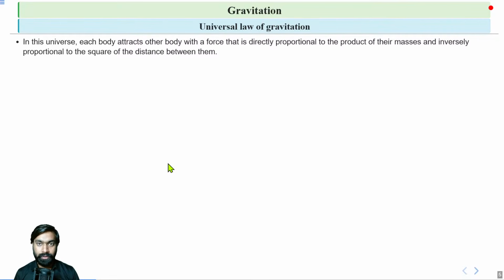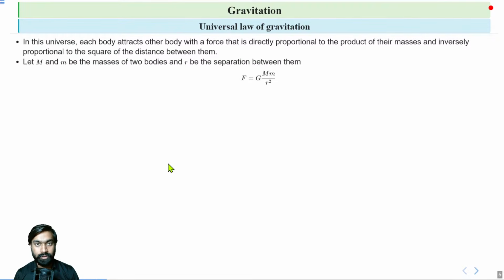So the first topic is our universal law of gravitation. If we talk about the statement, we can say in this universe every body attracts every other body with a force, and that force is directly proportional to the product of their masses and inversely proportional to the square of the distance between them.